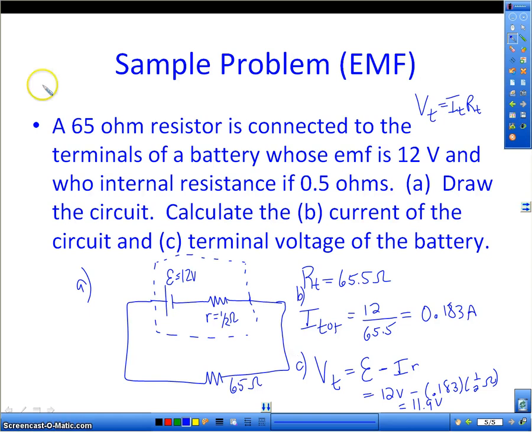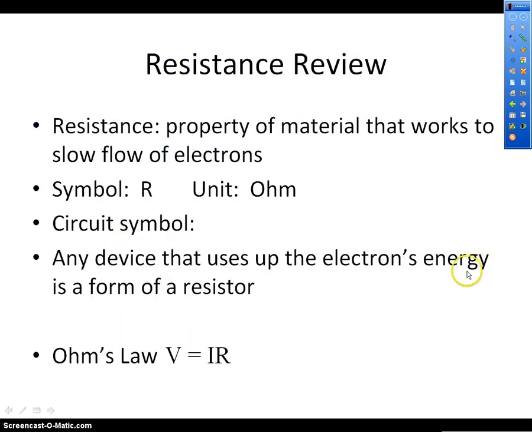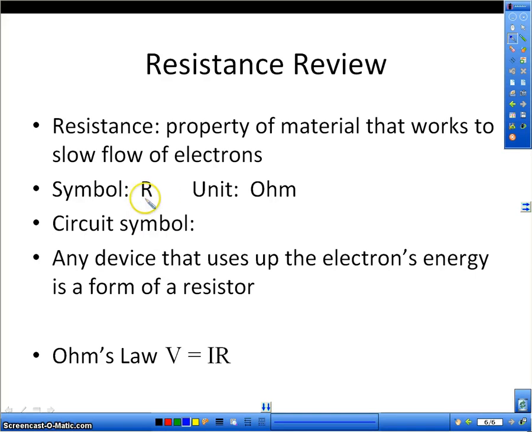All right, and then the last little thing that we need to review before we jump in is resistance, and that's the property of that material that tries to slow down the flow of the electrons. The symbol is R, the unit is ohm, if you remember that. The circuit symbol usually is just this little squiggly line, and any device that uses up the electron's energy is a type of resistor. And of course, all three of these are related using Ohm's law. Voltage, current, resistance, all related using Ohm's law.